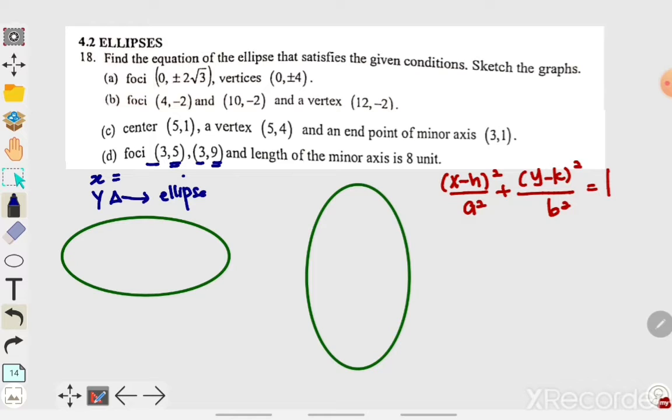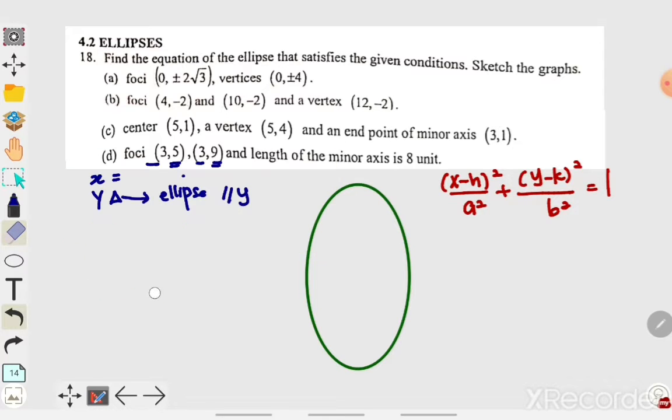Horizontally or vertically? Yes, the major axis must be parallel to the y-axis. It cannot be parallel to the x-axis. So the ellipse must be vertical. I hope that everybody is clear about this. So now we have that this is the ellipse vertically.